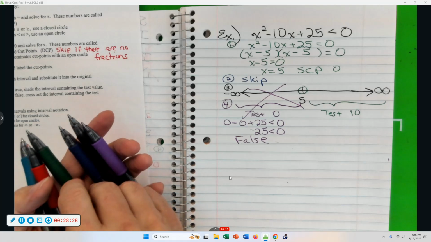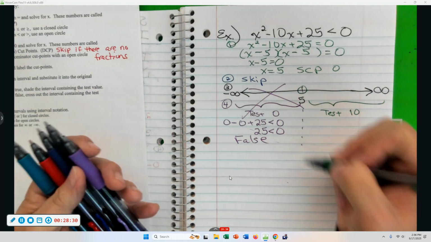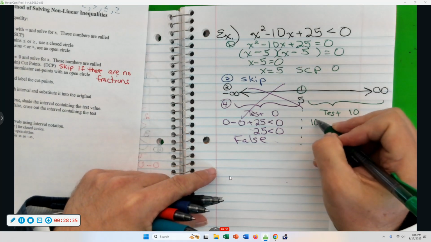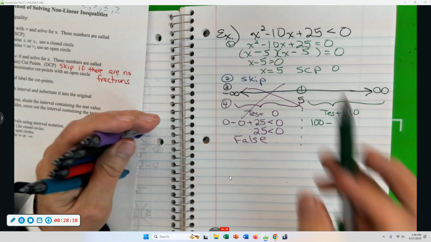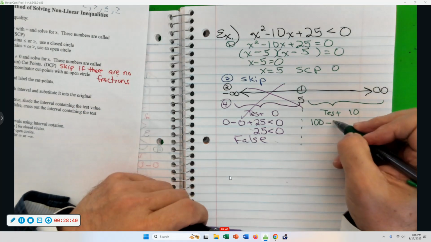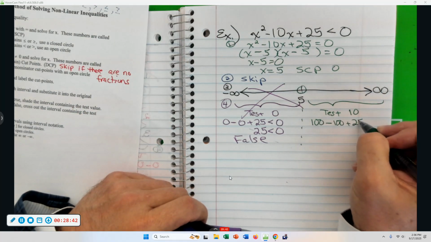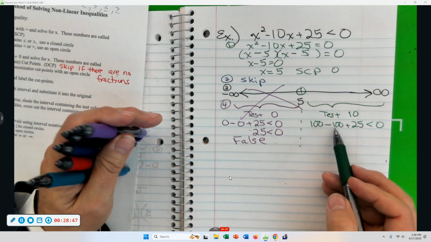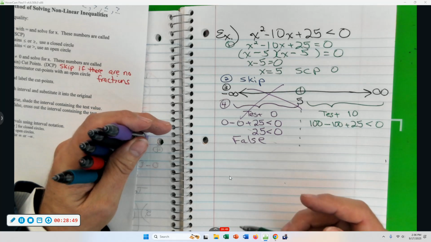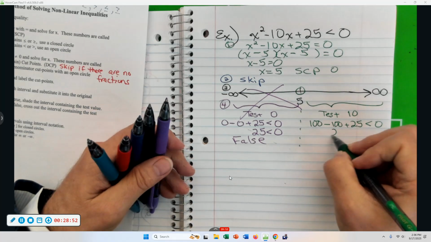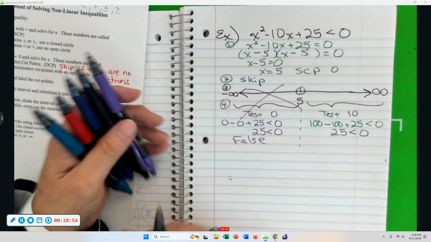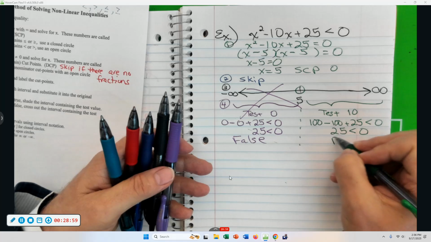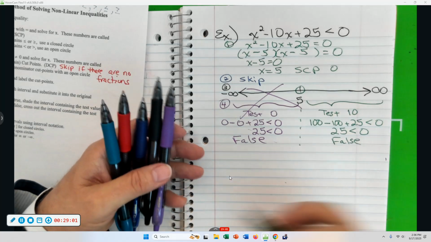Now we're going to plug in 10. Okay. 10 squared is 100. Minus 10 times 10 is 100. Plus 25 is less than 0. 100 minus 100 is 0. Plus 25. We have 25 is less than 0. True or false? False. So look at that. What are we going to do? It's false, so we cross it out.